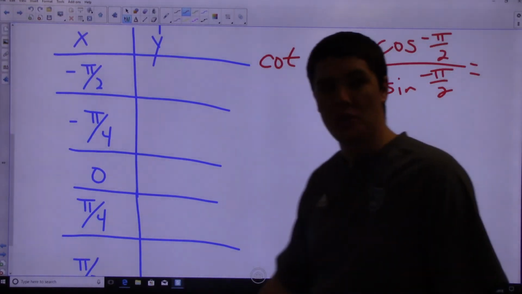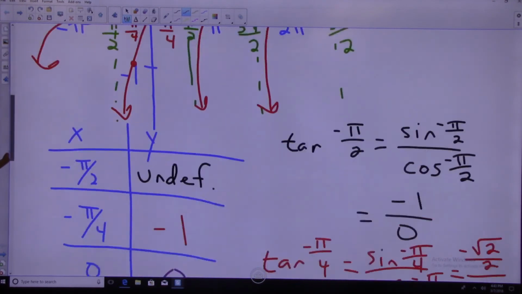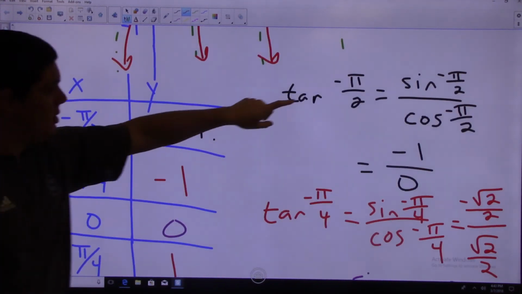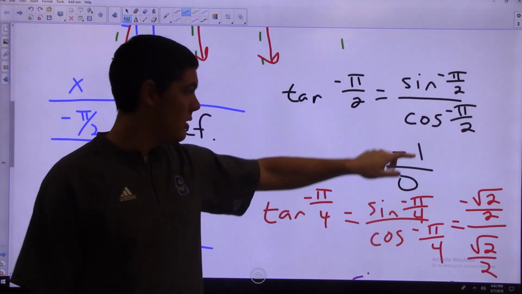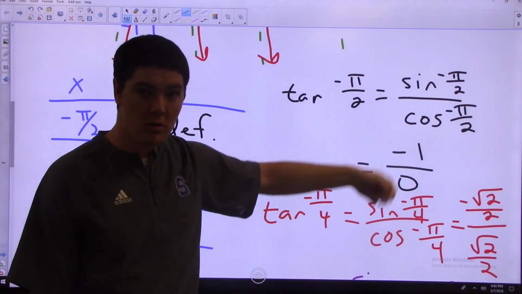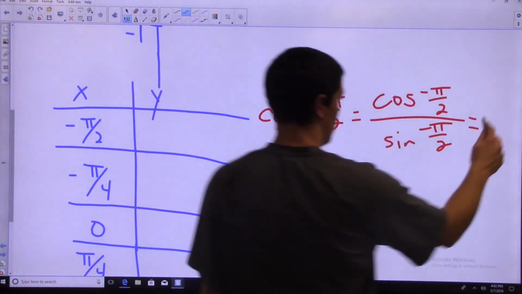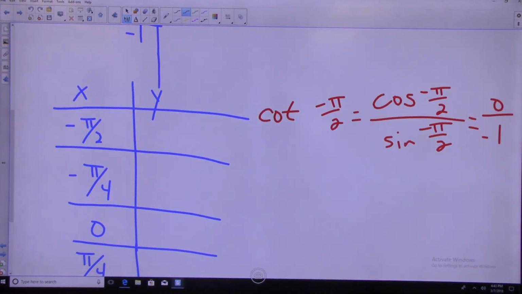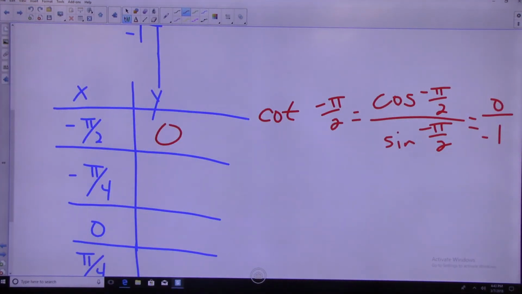So how about, why don't we just cheat, guys, and use the values that we did last time? So what did we say sine was? Well, let's do cosine first. We said cosine was 0, didn't we? Okay. And then we said sine is -1. So what if we flip those? Well, it would be 0 over -1. What's 0 divided by -1? The answer is 0.